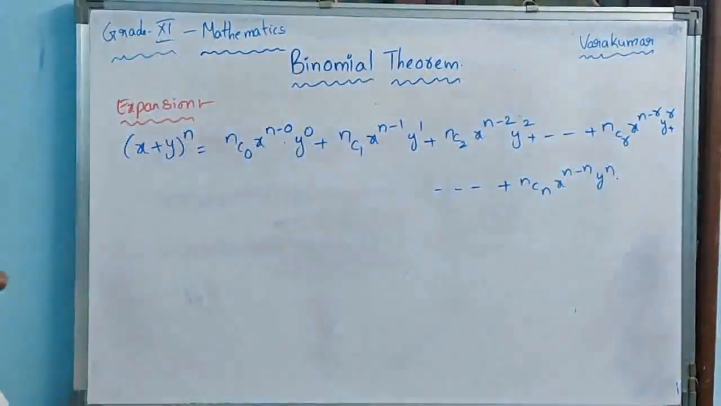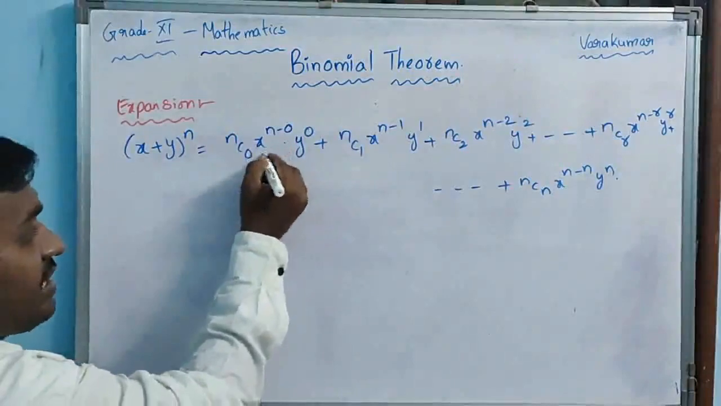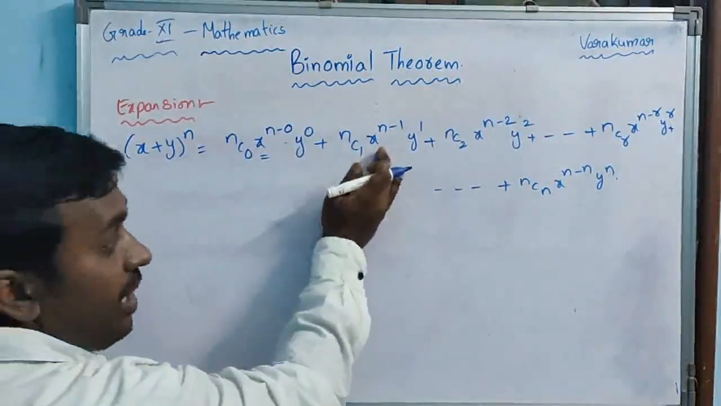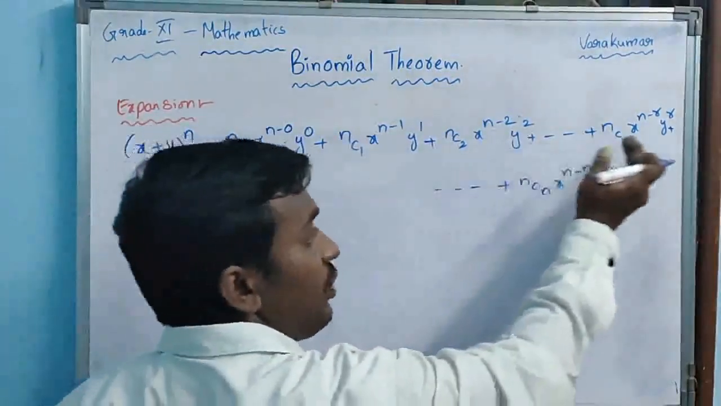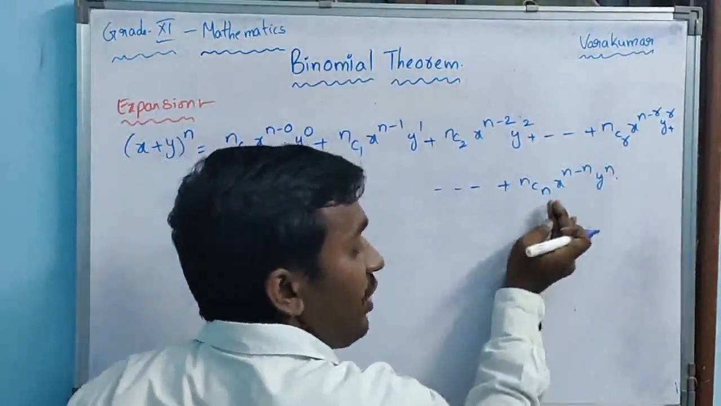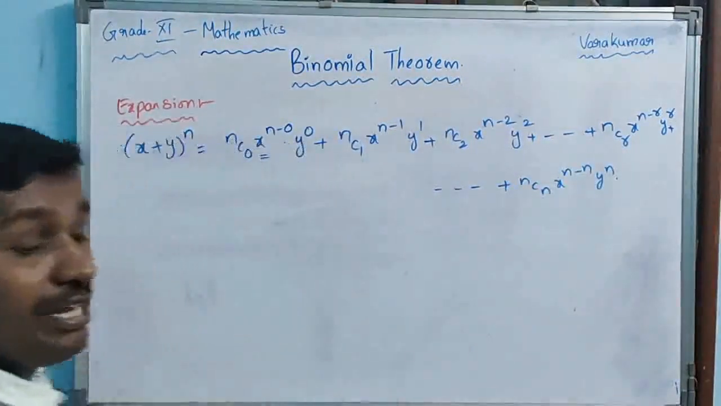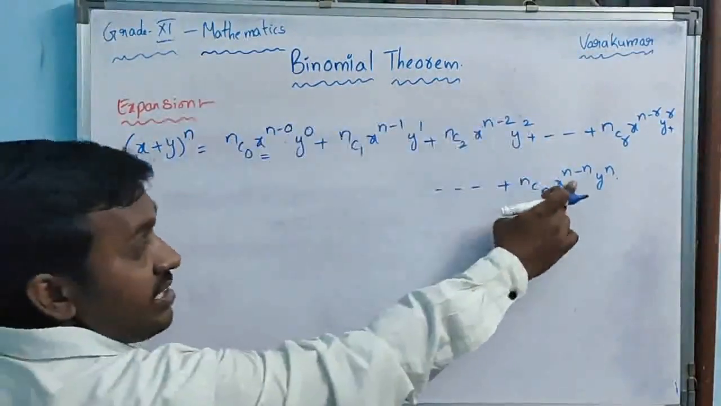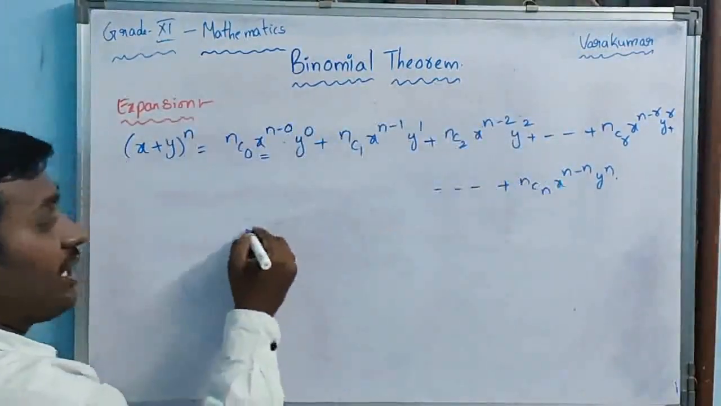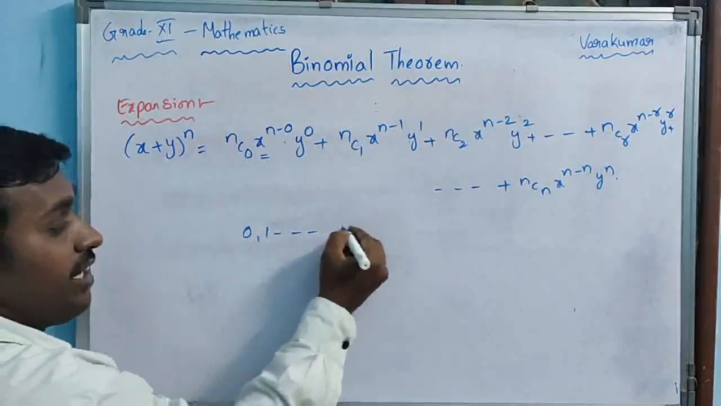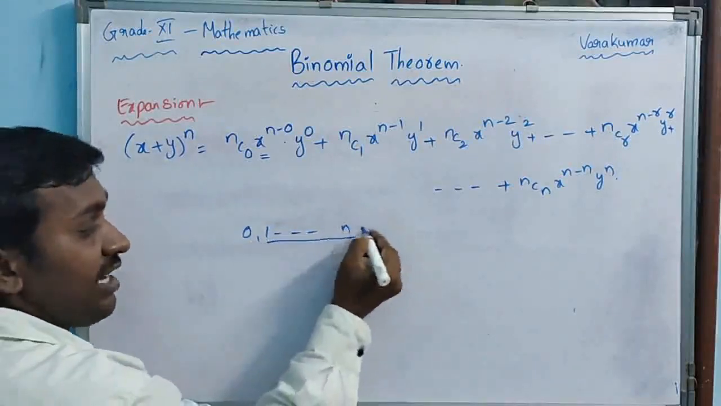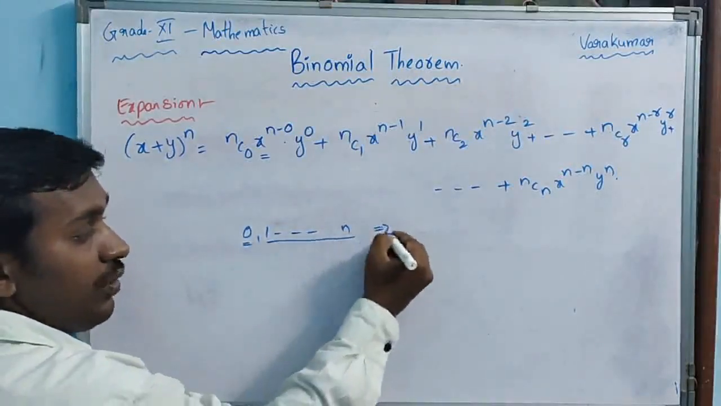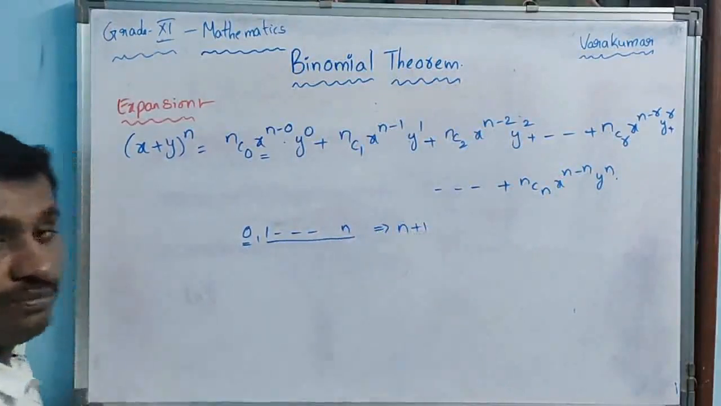Number 1. Number 2, the starting term is x power n. Next one, x power n minus 1, x power n minus 2, and so on, x power n minus r, and so on. Last term, x power n minus n. So where are you starting? n. Where are you ending? 0. So from 1 to n is n and 0 is extra, so totally n + 1 terms will become.